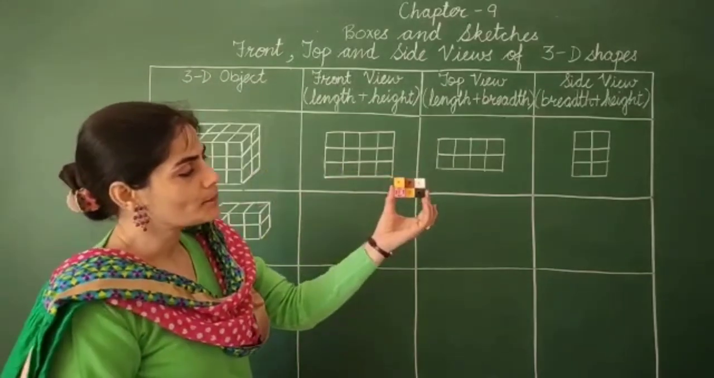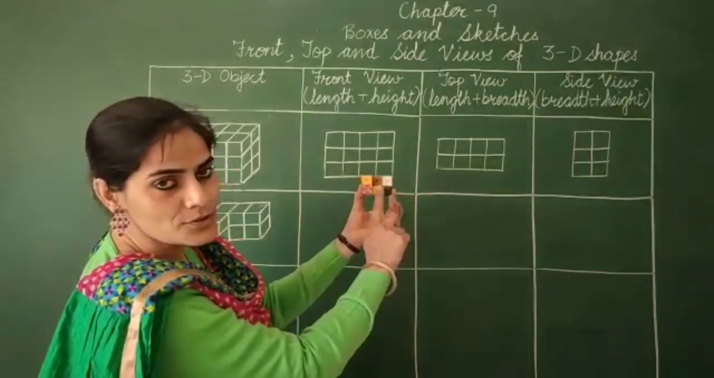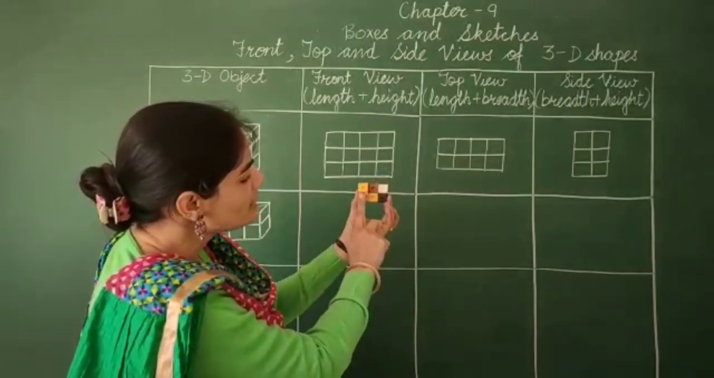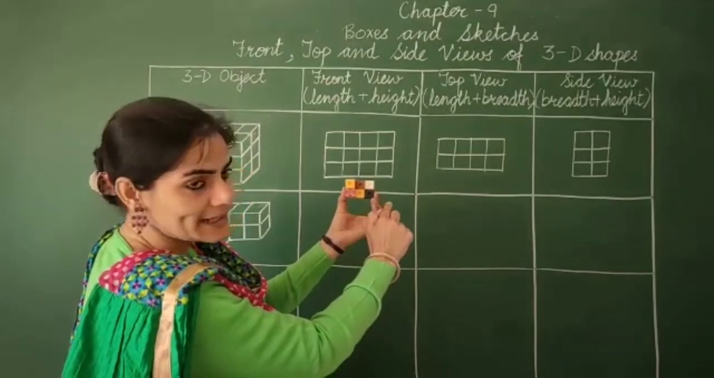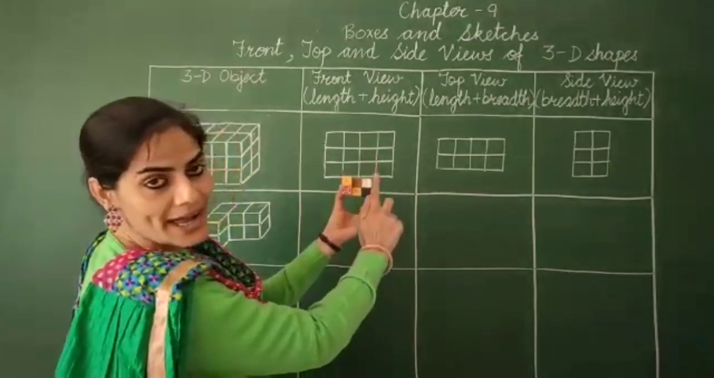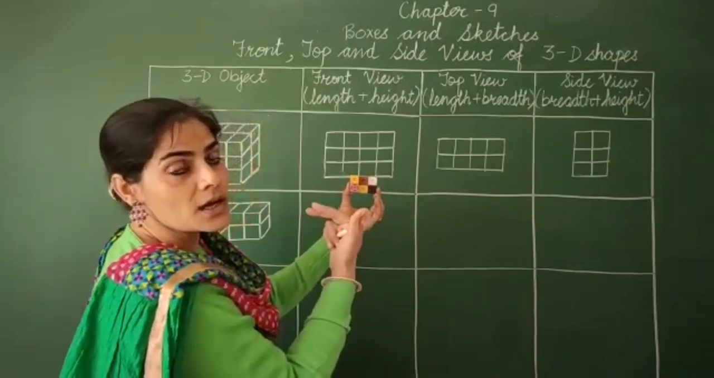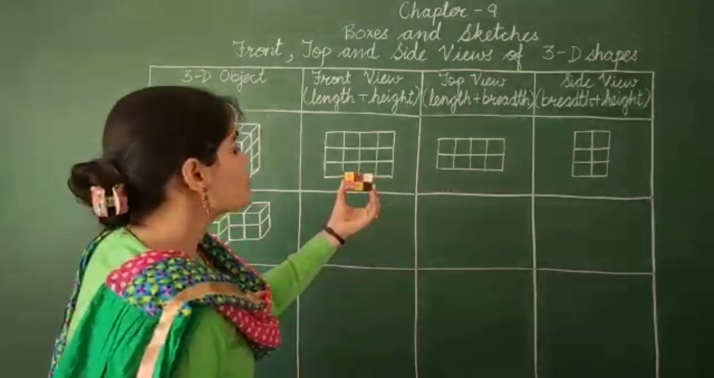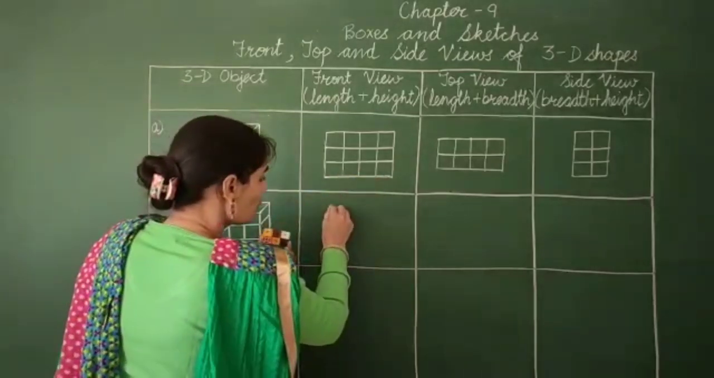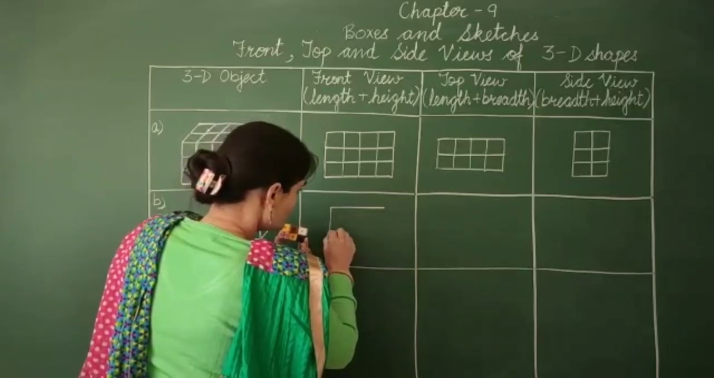Look here, everyone. This is how the object is presented. And what are you able to see? You are able to see 6 square faces, 3 at its length and 2 at its height. You are not able to tell how wide the object is. Clear, everyone? So again, we draw a rectangle 3 by 2.